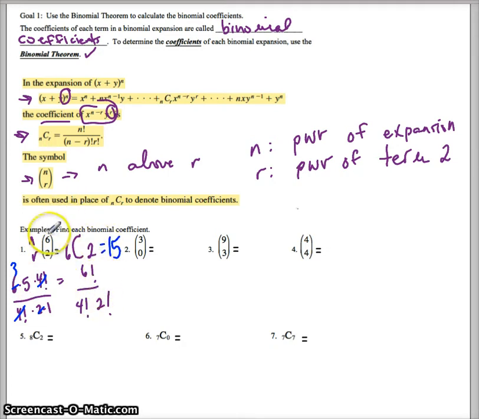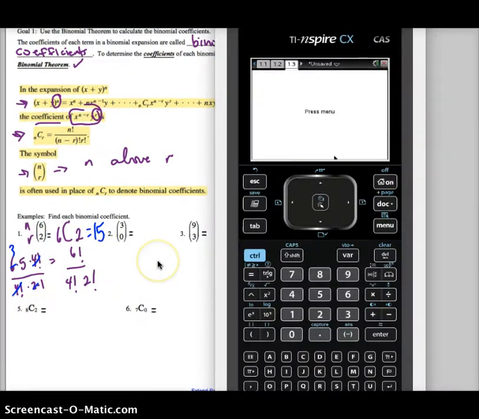So the coefficient of the expansion with x raised to the 6th power and the term that contains y to the 2nd would have a coefficient of 15. Now, I know this takes a long time to calculate by hand, so I want to show you how to calculate these using your calculator. So take your calculators out now. I definitely want you to use your calculator to calculate n above r, so let me show you how to do that now.